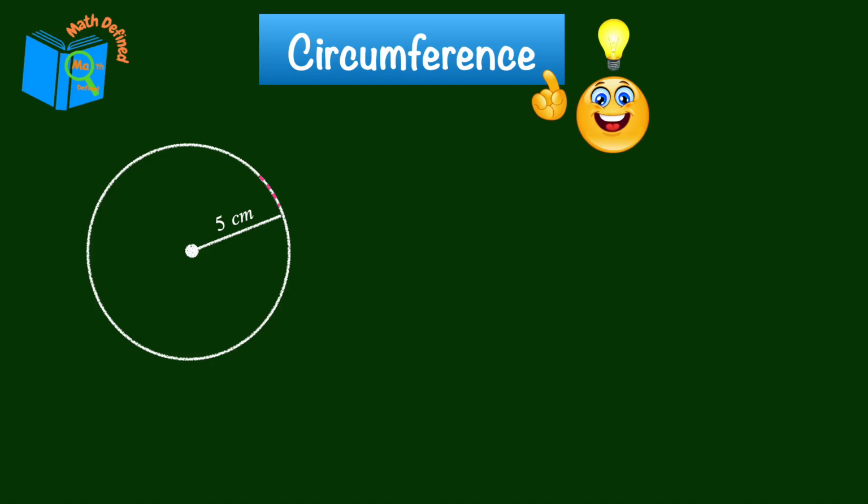But how do you find the circumference of a circle? Luckily for us, there is a formula that we can use. The circumference of a circle is equal to pi times the diameter.